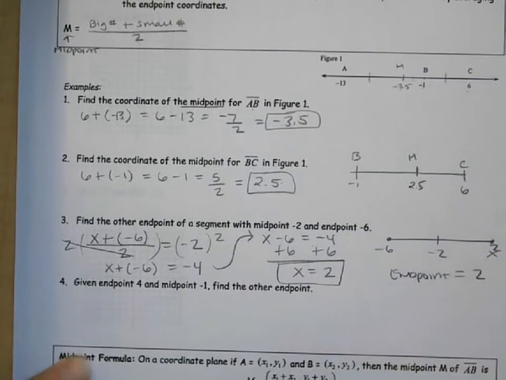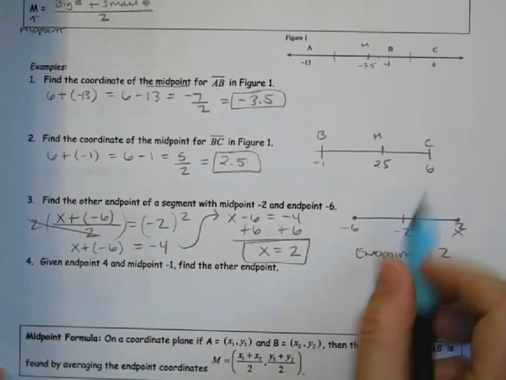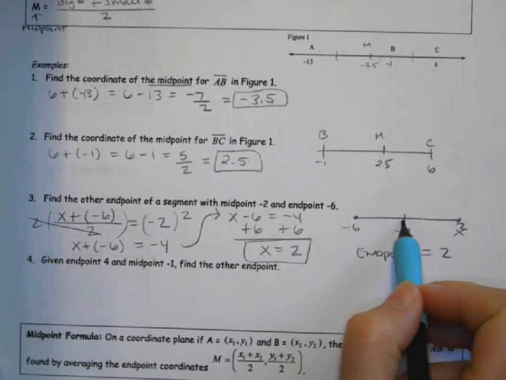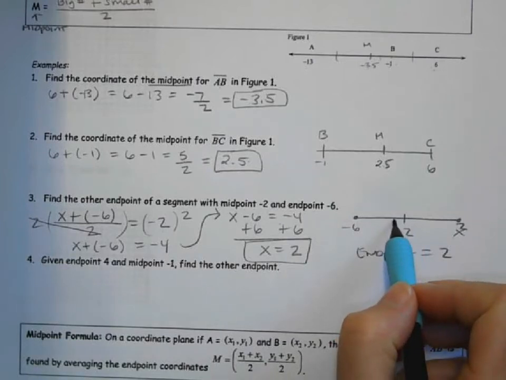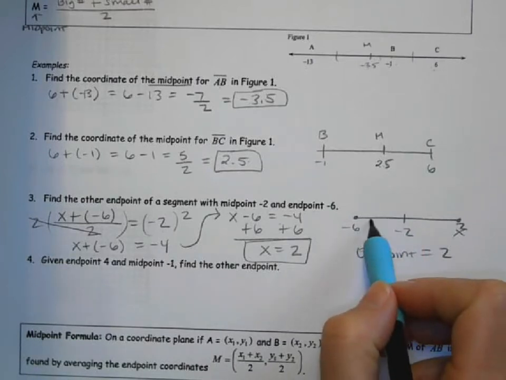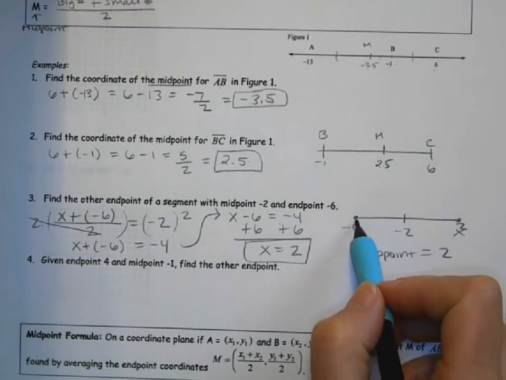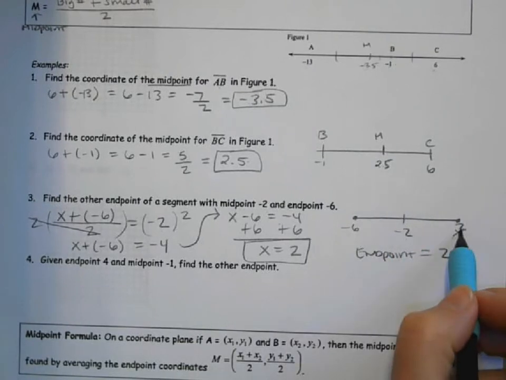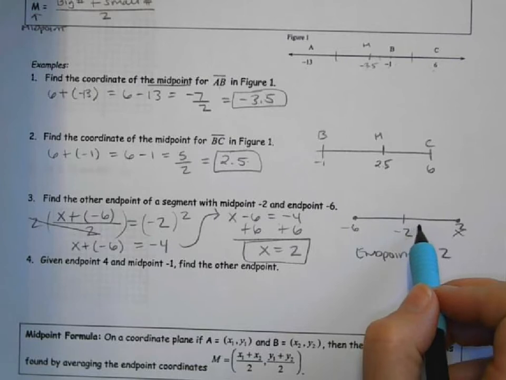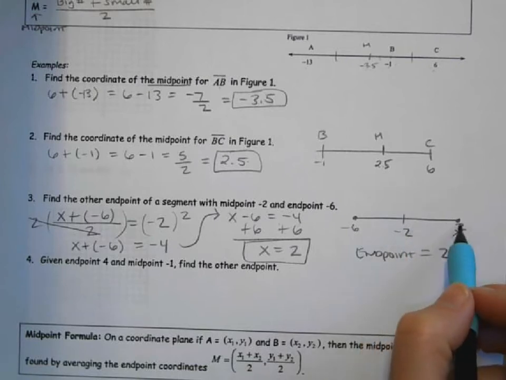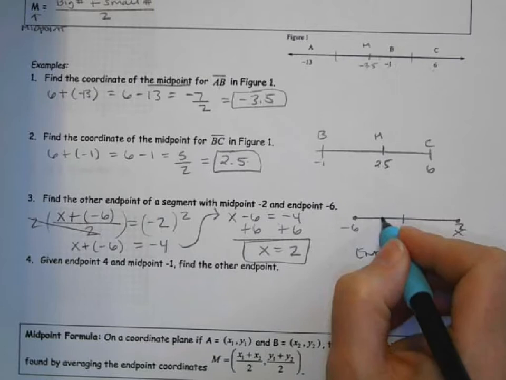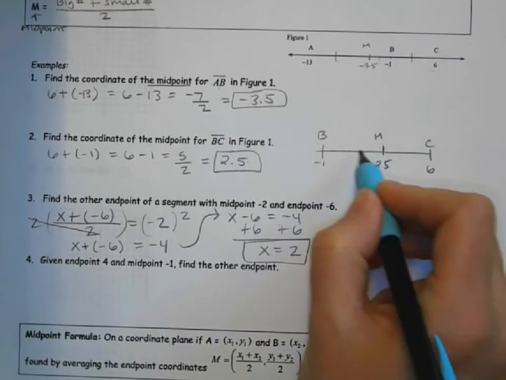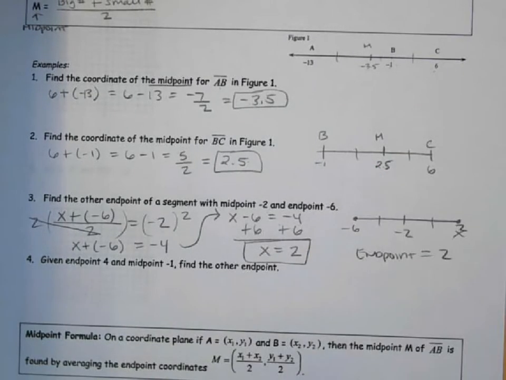And that's what this value right here would be. Okay, so that's our endpoint there. So what you guys could check is look at how many spaces are there between -2 to -6. So -2 to -3 is 1, -4 is 2, -5 is 3, and -6 is 4. Then if I were to count from -2 to 2, I should also have 4 spaces. So -1, 0, 1, and then 2. So that is actually our midpoint, making it 2 congruent segments there.